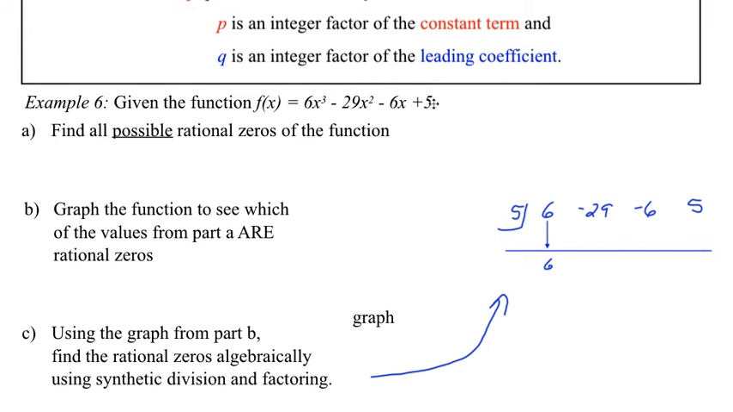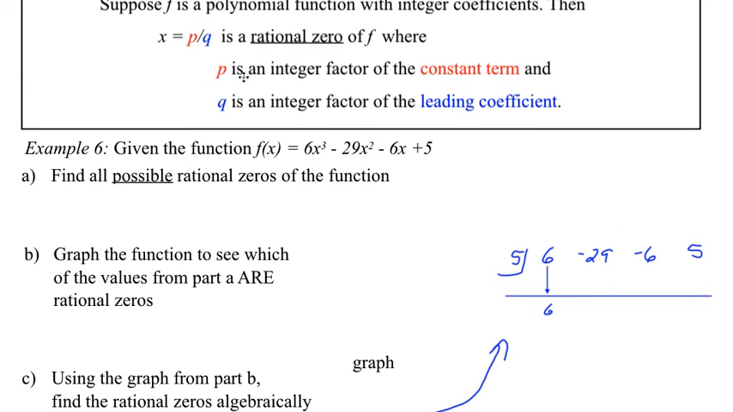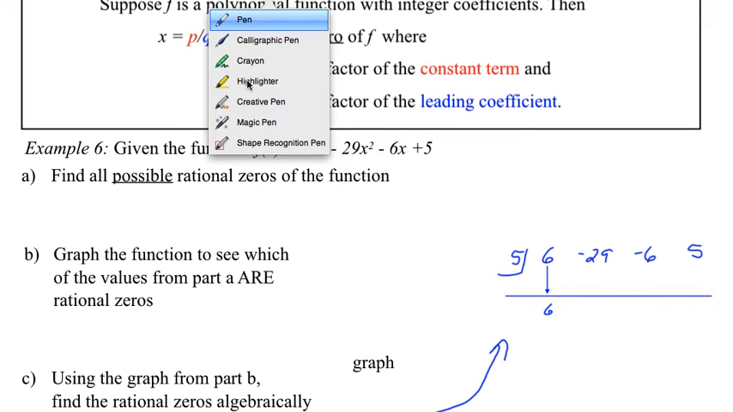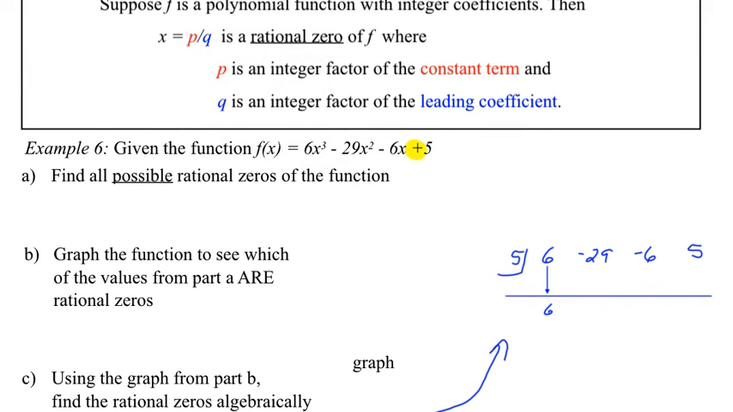So if we have a function like this, we want to find all the possible rational zeros. So to find the possible rational zeros, we're going to find, first of all, p, an integer factor of the constant term. Remember the constant term is this one right here. Okay, so those are all the p's. P's are the constant term. And then the q's are from the leading coefficient. So that's from the 6 right there.